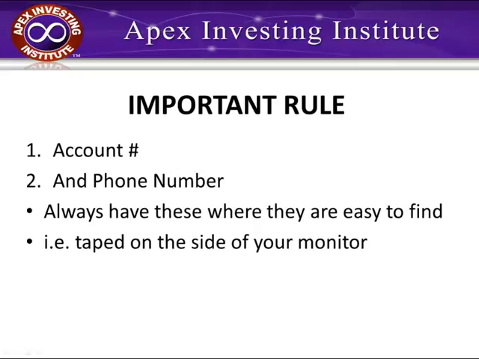All right, so let's go ahead and get started. A very important rule: as soon as you have a futures account and you're trading with it, you need to have the phone number and the account number to your broker easily accessible. That way, if your computer goes down, the power goes out, or something happens, and you're in a position, you need to be able to call somebody to close your positions. So just always know where that is. I suggest you tape it to the side of your monitor.